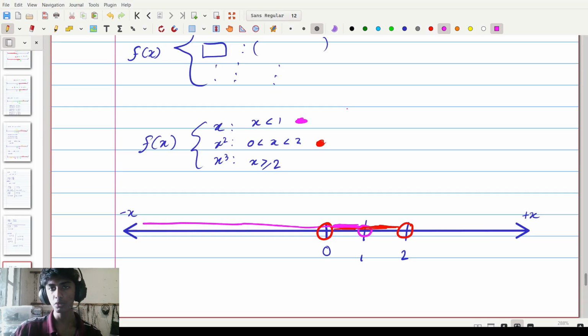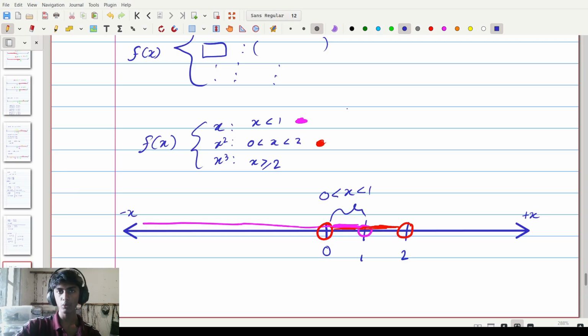Due to this overlap, this is not a valid piecewise function. We cannot have a piecewise function where two different answers could be given for a certain range. In this case, this output and this output could both be given for the range from 0 up to 1, where x is between 0 and 1. For this range, both of these conditions are true, which constitutes a problem.